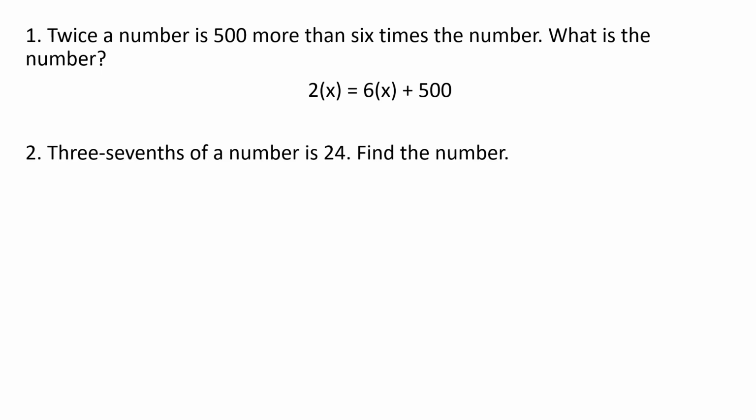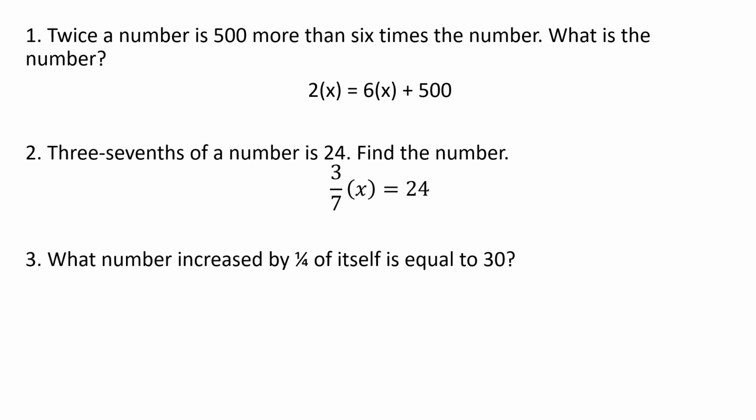Number 2, 3/7 of a number is 24. Of and is, remember, of means times, is means equals: 3/7 times x equals 24. What number, x, increased by plus 1/4 of itself? So 1/4 times x is equal to 30. Now in all of these, your goal is just to solve for x.